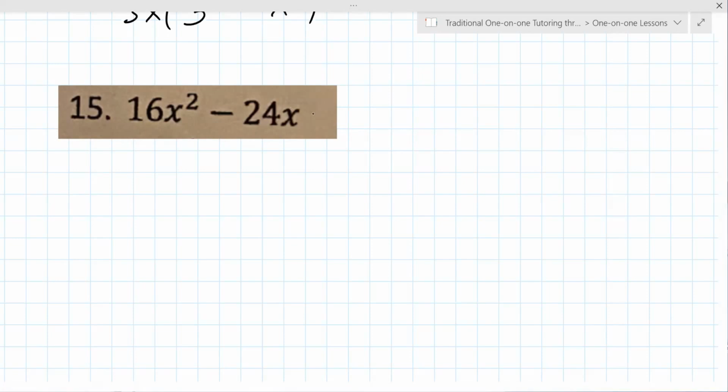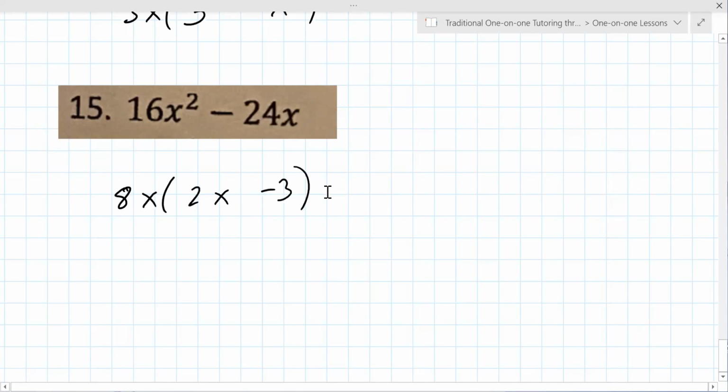If I ask, then yes. But right now, the answer is 8x parentheses 2x minus 3. That certainly works. All right, let's move to the next one.